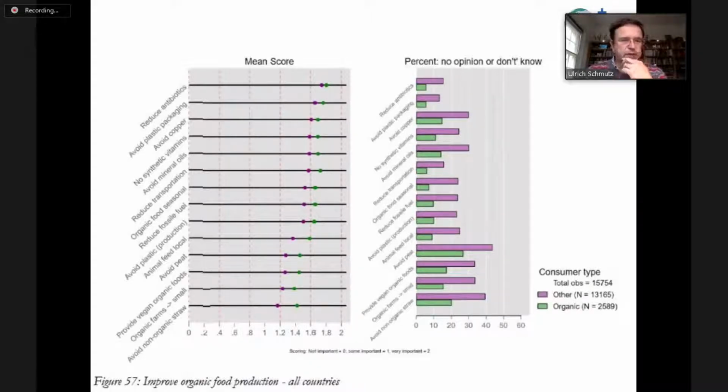So this shows you that this copper issue, at least for our consumers, is a big issue in terms of getting better pesticides, and also avoid mineral oils comes quite high up, and then other things, reduce transportation and organic food, seasonal, and so on. Vegan food, avoid pea. They're lower down, but to sum it up, there's 3 top types. Antibiotics, packaging, or the plastic packaging, not the plastic used in the production so far. Consumers are further away from it, but the copper as well.